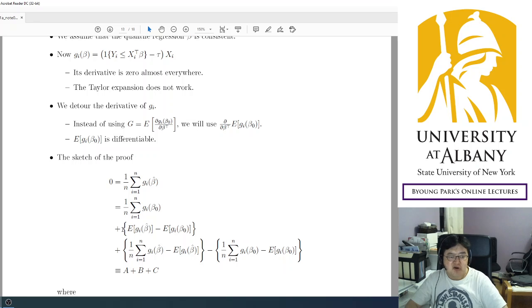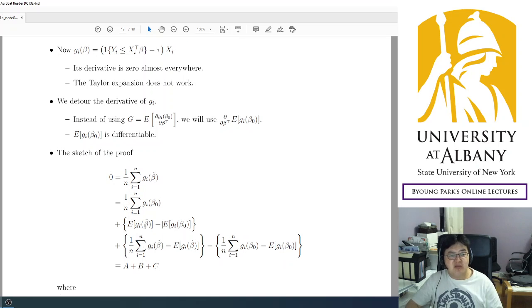And then the second term is important. We replace the sample mean with the population mean. We replace 1 over n summation with expectation. The reason why we are doing this is because after taking the mean, taking the expectation, this guy is differentiable. So this is differentiable. So here you can use the Taylor theorem. So that is the trick we are using.